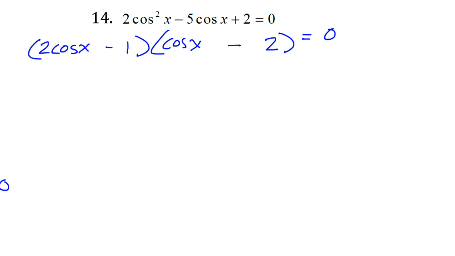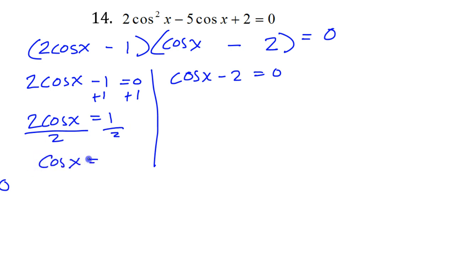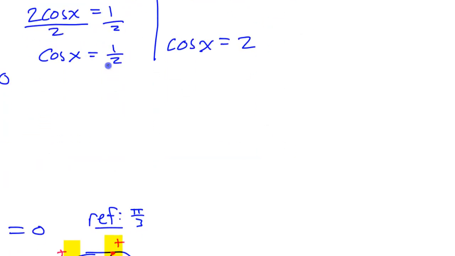So now that I have factored it, I can use the zero product property. So 2 cosine x minus 1 equals 0, or cosine x minus 2 is equal to 0. Adding 1 to both sides, I have 2 cosine x is equal to 1. Dividing both sides by 2, I have cosine x is equal to 1/2. In the meantime, adding 2 to both sides, I get cosine x is equal to 2. So now I just need to solve each one of these.